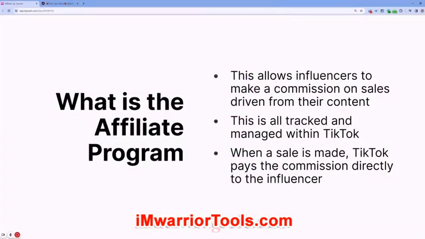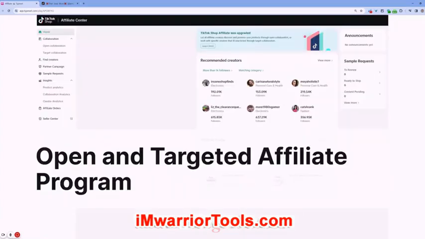So when a sale is made, TikTok pays the commission directly to the influencer, and then they also send you your cut. They take out their cut, obviously, then they send you the rest, right? The best thing about TikTok's affiliate program is it allows you to build out a massive affiliate network without the headache and the hassle of having to manage it all yourself, because it's all done within the platform, right? So the way you would navigate to the affiliate program is on TikTok Shop.